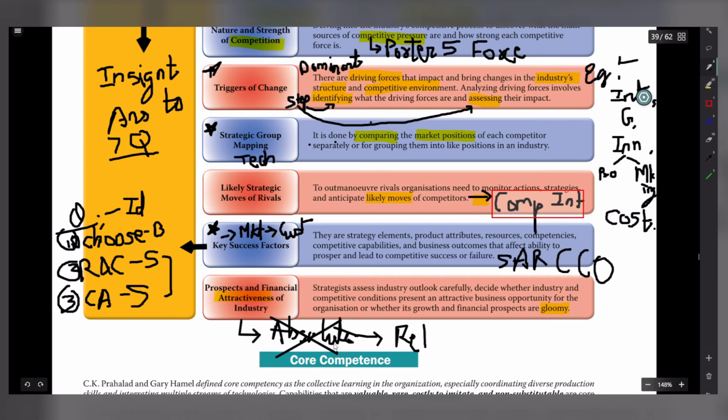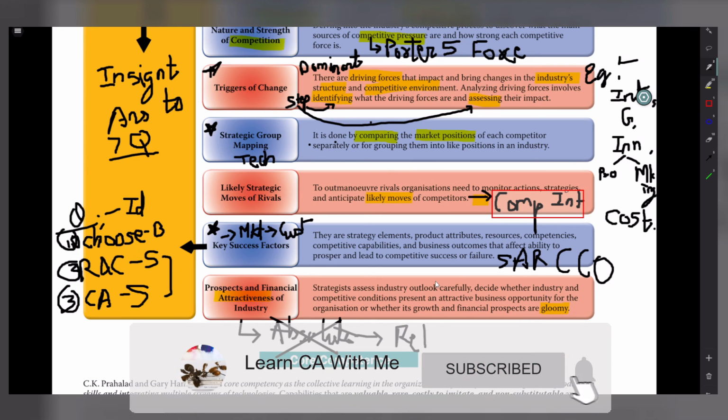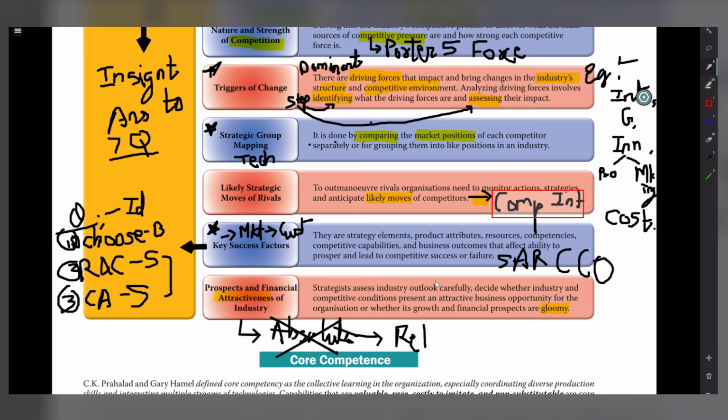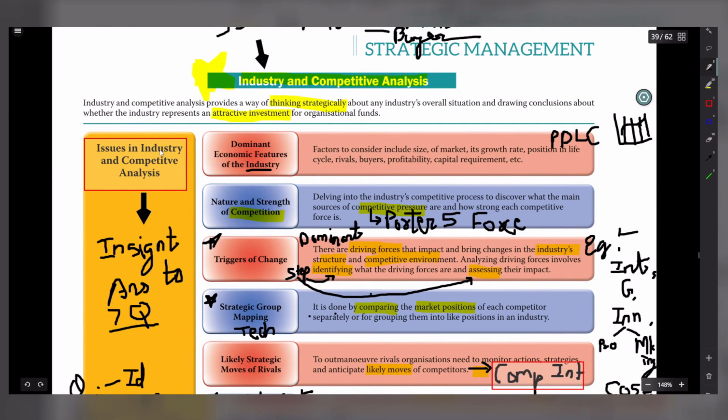This attractiveness should not be in absolute terms, but in relative terms. Before entering an industry, we make sure whether the industry is attractive or not. So we look into various important factors: the industry's growth rate and potential, the profitability involved, the driving forces, the degree of risk, the problems in the market, the competitors, the entry and exit barriers, the rivals in the market. So in total, these were the issues in the industry and competitive analysis.